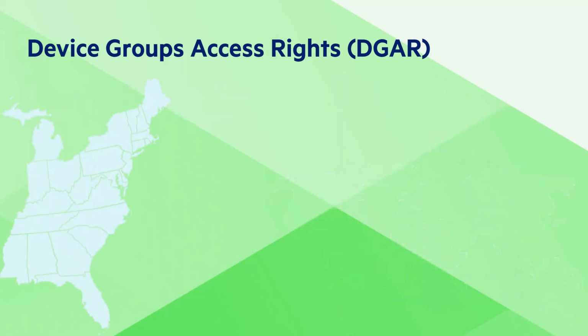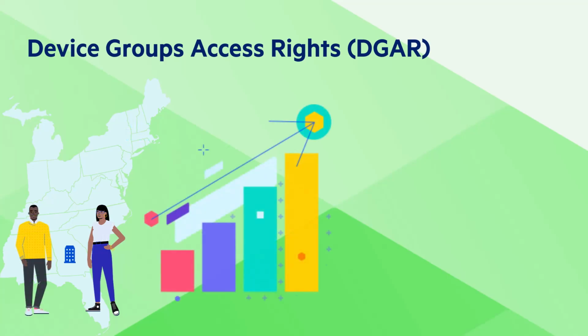Imagine your organization is headquartered in Boston with an office in Atlanta. DGAR allows you to configure and verify that network technicians in the Atlanta office don't have rights to edit devices or device groups in Boston. You can also use DGAR to assign different levels of device access in the same site.